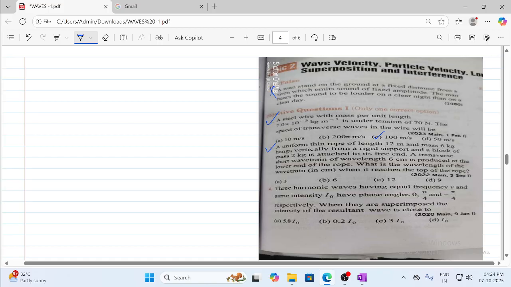Try it. A short wave train of wavelength 6 centimeter is produced at the lower end of the rope. What is the wavelength when it reaches the top? If you have a rope horizontally, then tension doesn't matter, it will have some mass per unit length and you apply the constant velocity under root T by mu. When it is vertical, tension is changing. As tension is increasing, velocity will be increasing as well. So you will have to do differentiation and find the final velocity. That is not a problem. I am saying how you will find the lambda over there. How do you know the frequency?